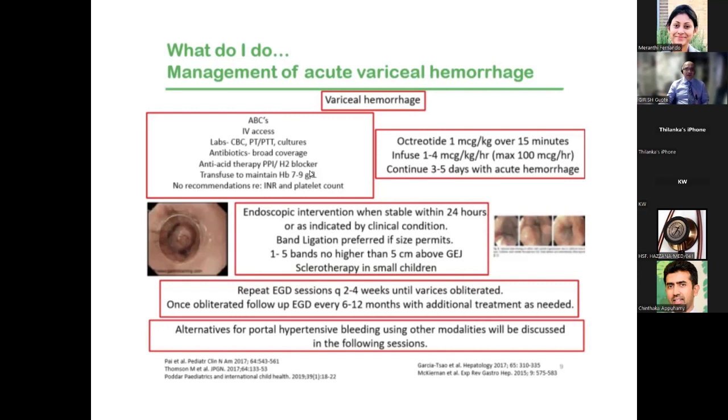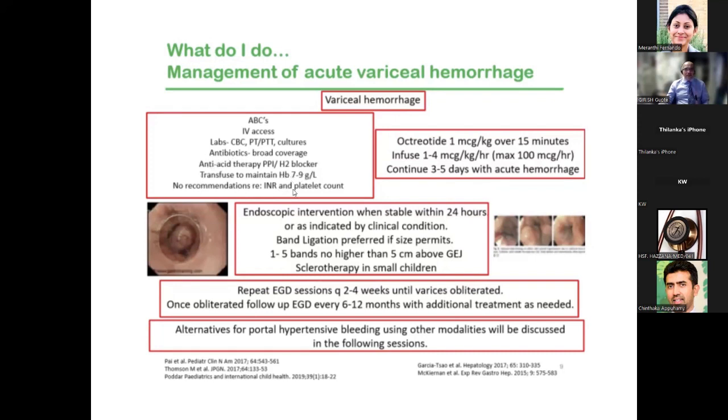Need to give them PPIs, and you have to transfuse them to maintain the hemoglobin at 7 to 9 grams per deciliter. What is quite important to remember is that you should not over transfuse them, because you may increase the risk of bleeding, and volume overload may itself cause problems, especially if there is associated chronic liver disease, because that can lead to further fluid accumulation, fluid overload, pulmonary edema. So you have to be careful.